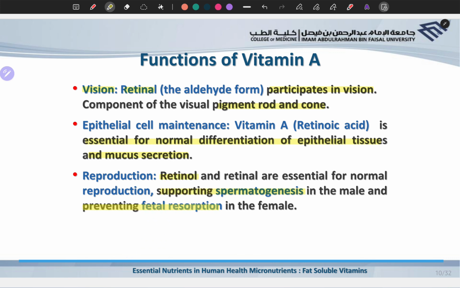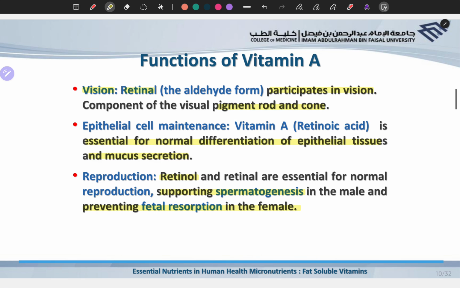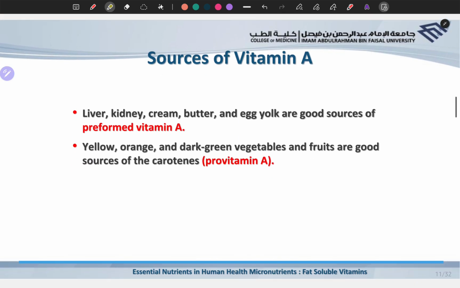Sources: animal sources and plant sources. Animal sources, already I told you, preformed. Plant sources, provitamin. Animal sources like liver, kidney, cream, butter, egg yolk are the good sources, whereas plant sources are all the colored vegetables and fruits. So yellow, orange and dark green vegetables and fruits are good sources of beta carotene. That is the provitamin A.